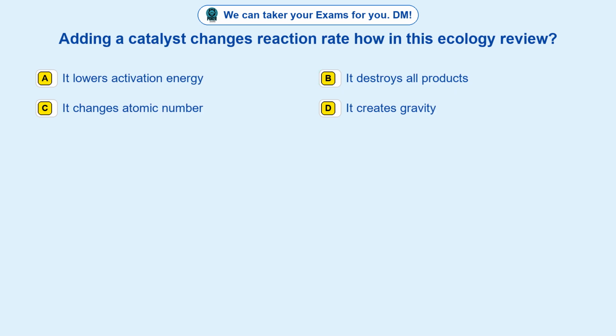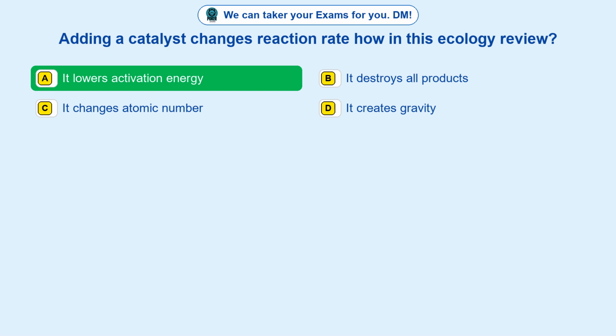Question 37. Adding a catalyst changes reaction rate how in this ecology review? Option A. It lowers activation energy. Option B. It destroys all products. Option C. It changes atomic number. Option D. It creates gravity. The correct answer is option A.